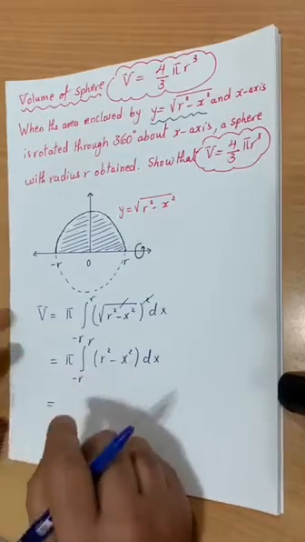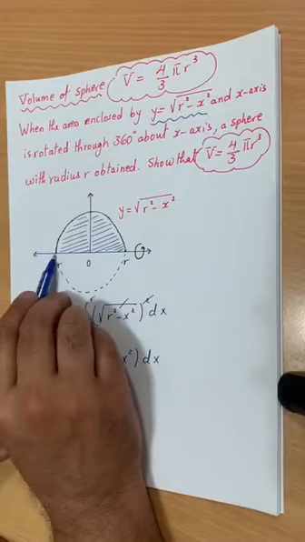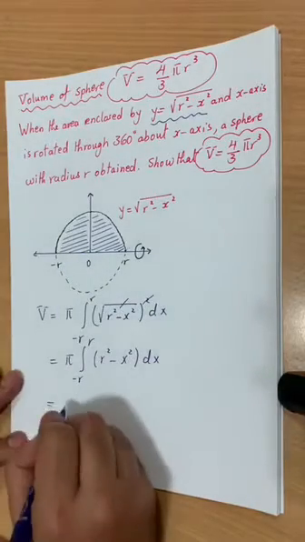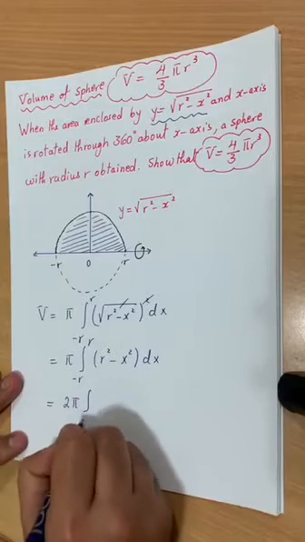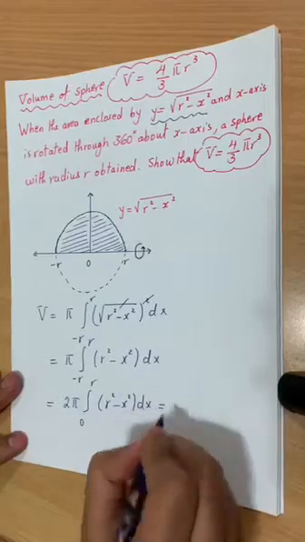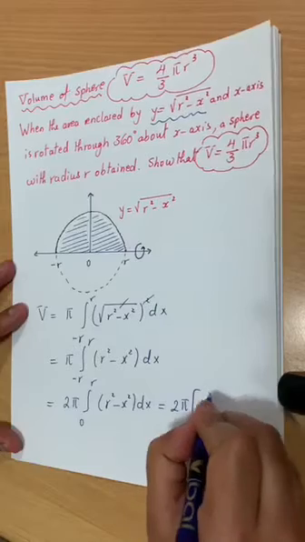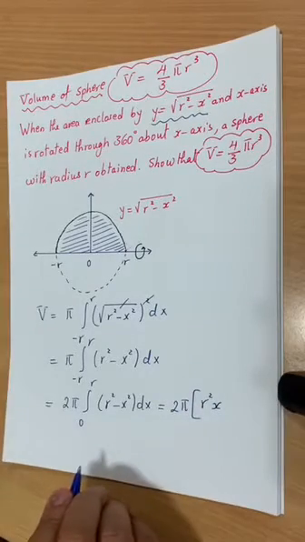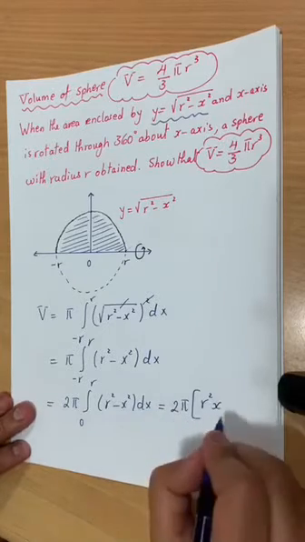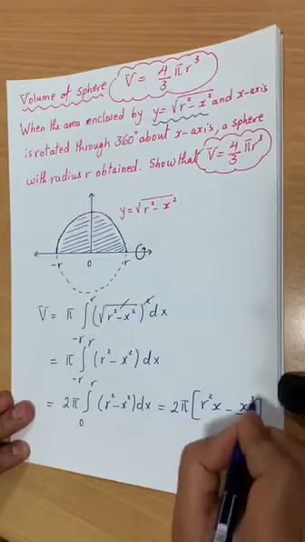Now we have one important point. If the limits are symmetric, the distance from negative r to 0 is the same as from 0 to r, so you can do it once and double the integration. So you can write here 2 pi integral from 0 to r of r squared minus x squared dx. Now start to integrate. Keep the 2 pi as it is. Integration of r squared is r squared x. Don't say r cubed over 3, because you integrate with respect to x, not with respect to r. Minus, now you raise the power and divide by the new power, from 0 to r.